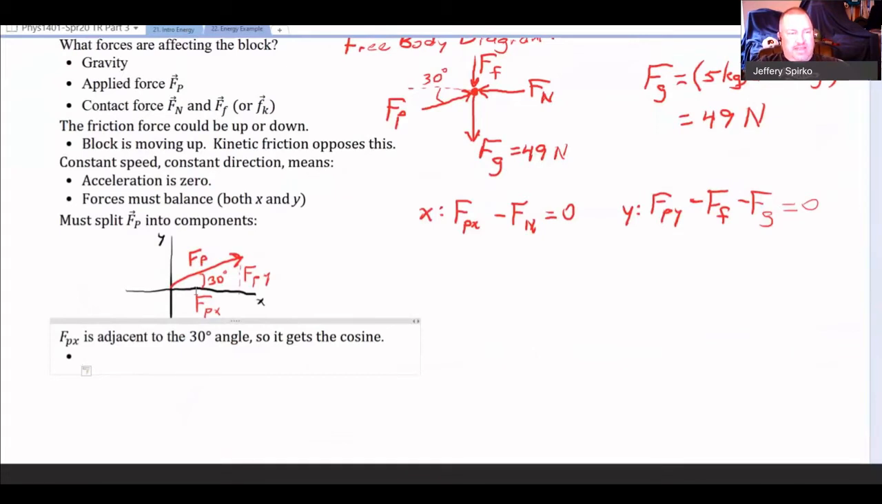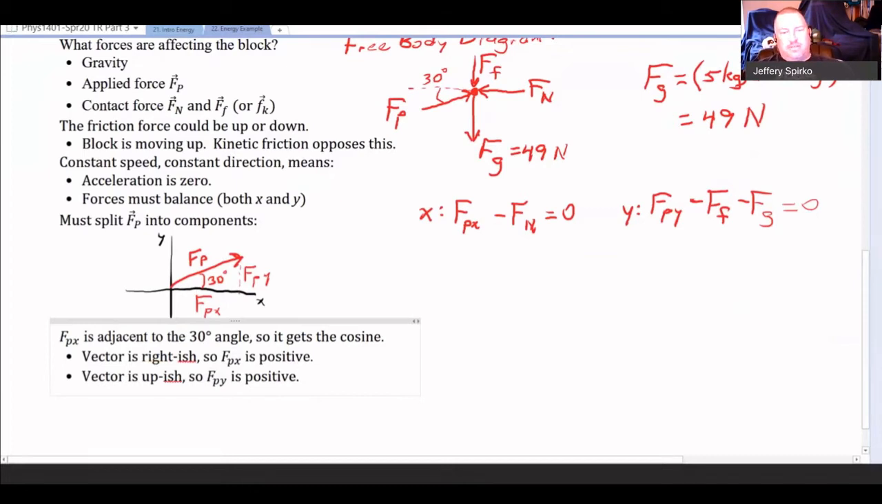And then we need two additional things if we're doing triangle trig to find vector components. We need to say that the vector is to the right, so FPX is positive, and if those aren't words, they are now. The vector is uppish, so the y component is positive.